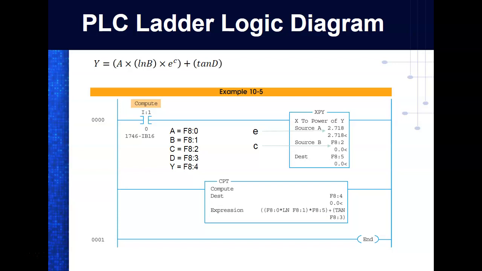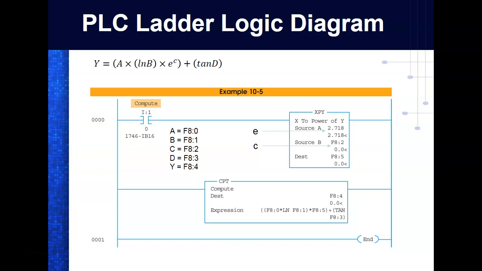So the first thing we're going to do is use this X to create 2.718, which is the natural log base. For some reason I had 2.73 in my head, but I guess it is 2.718. Then we're going to raise it, and we're going to put it in what? F8.